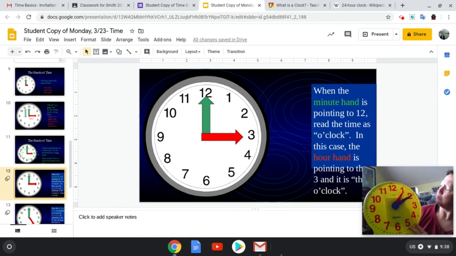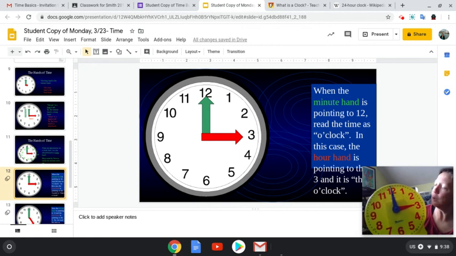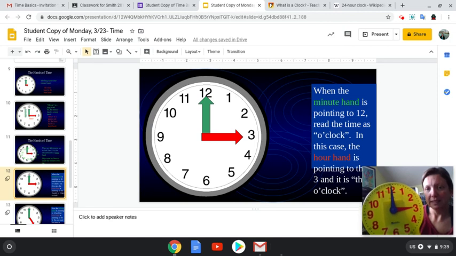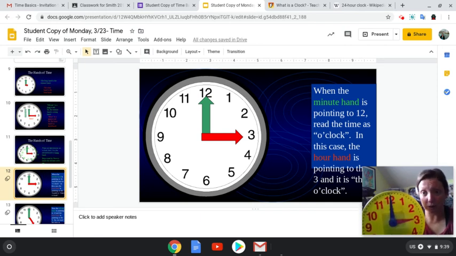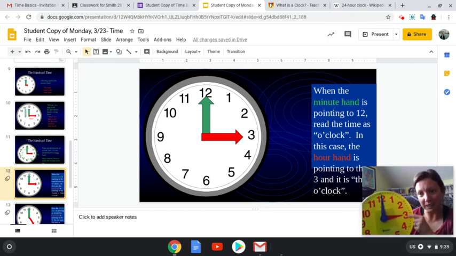Okay, so as you can see on our example, it says, what happens when my minute hand is pointing to the 12? Then we read it o'clock. Remember, because it's 0 minutes, that's why we write after the colon the 2 zeros, because it's 0 minutes past the hour. If we look at the hour hand, our short hand is pointing to the 3, which tells me that I'm in the 3's room. It's starting the new hour, and this would be 3 o'clock.